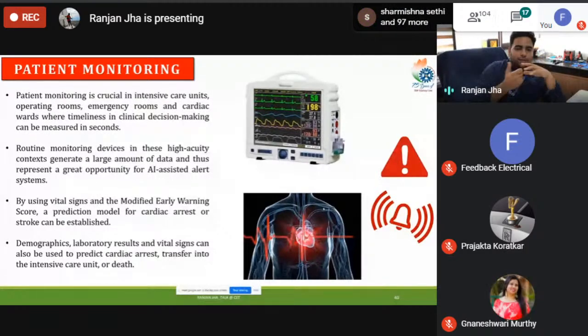So you can imagine such systems. By using the vital signs and modified early warning score, a prediction model for cardiac arrest or stroke can be established. Again, these systems are used now in India. So Holter kind of devices take all the data, and this data can be transmitted or made accessible to the surgeon to see 24 hours, 72 hours of data to predict if there is some heart disease or not. So demographics, lab results, and vital signs can also be used to predict cardiac arrest, transfer into the intensive care unit, or death.